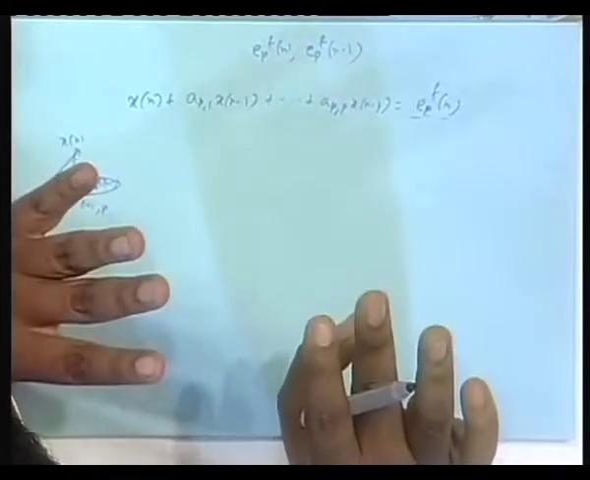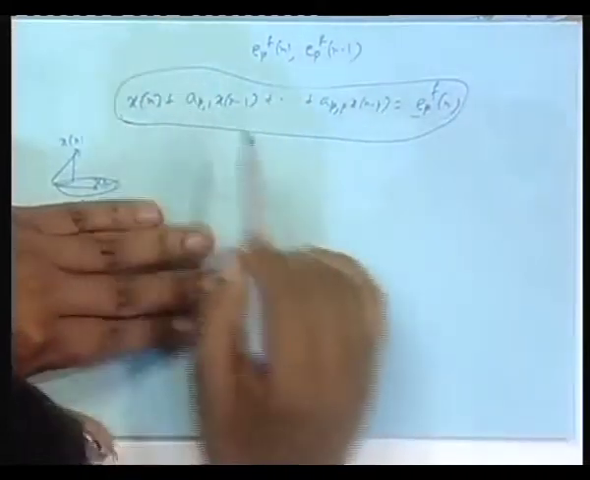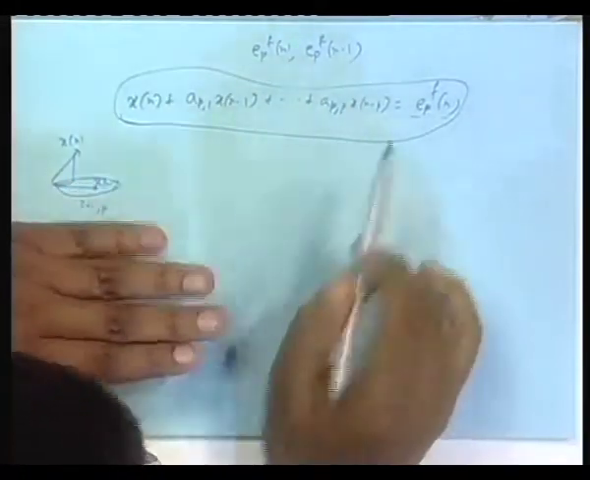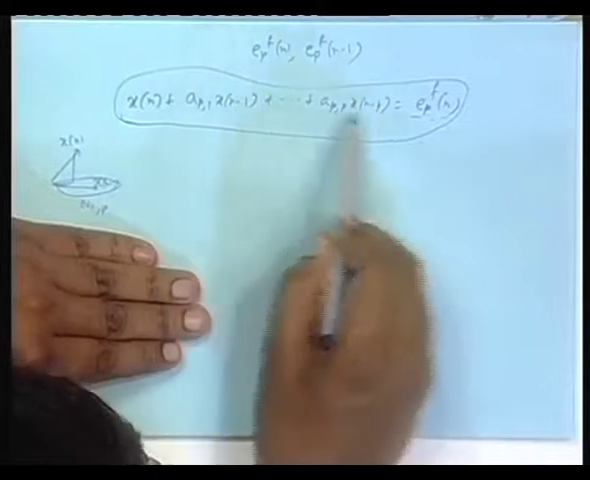Are you getting me or not? What all is valid here? This is always true for linear prediction. This is orthogonal to the space spanned by xn minus 1 to xn minus p.